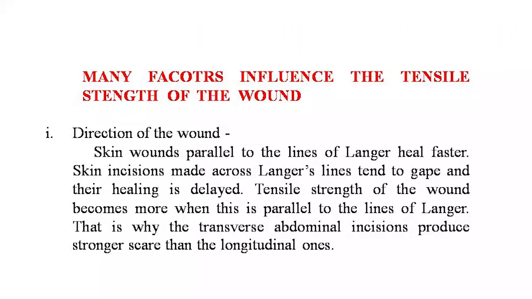Many factors influence the tensile strength of the wound. These are the direction of the wound, pull of underlying muscles, previous wounds, and abdominal binders. First is the direction of the wound. Skin wounds parallel to the lines of the Langer heal faster. Skin incisions made across Langer's lines tend to gap and their healing is delayed.